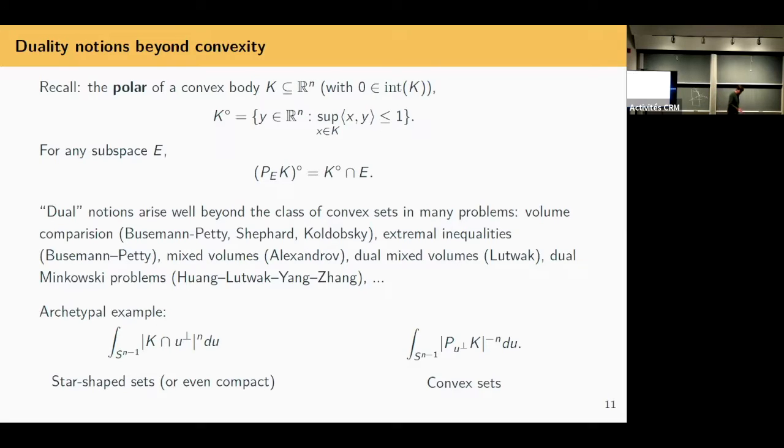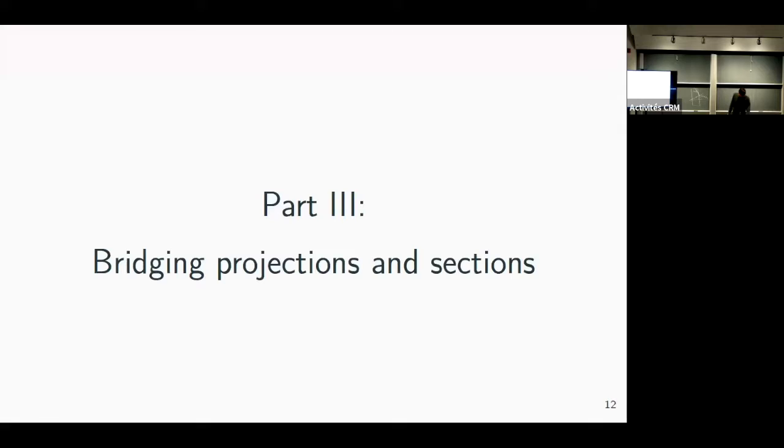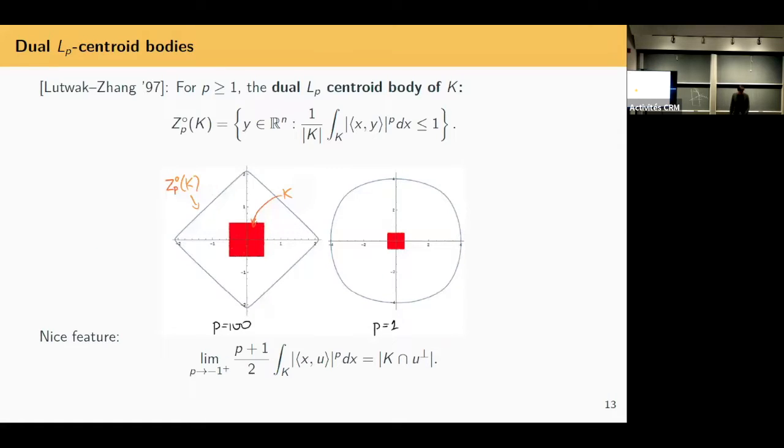Okay, so as part of this research, there is an important family of bodies that in a sense captures information about both projections and sections. And the way to encompass both of these in one notion is through what are called Lp centroid bodies. Okay, so this is a notion introduced by Lutwak and Zhang in the 90s.